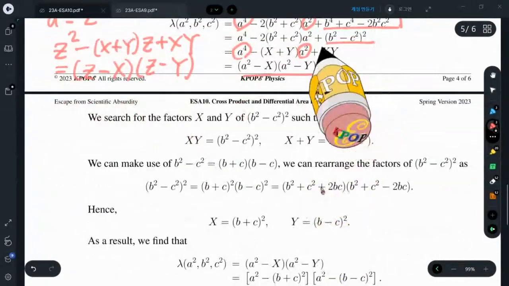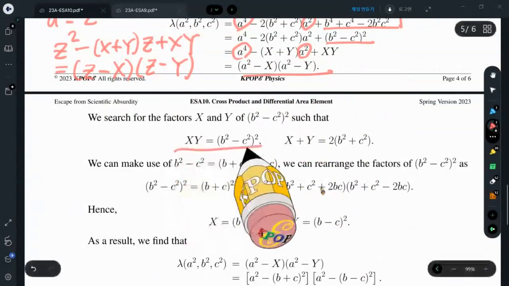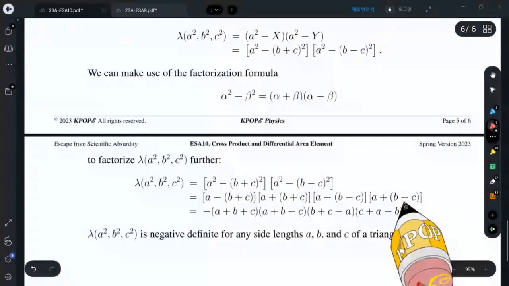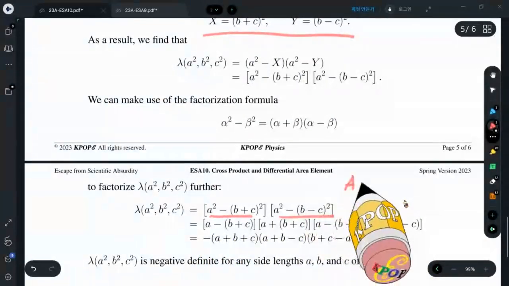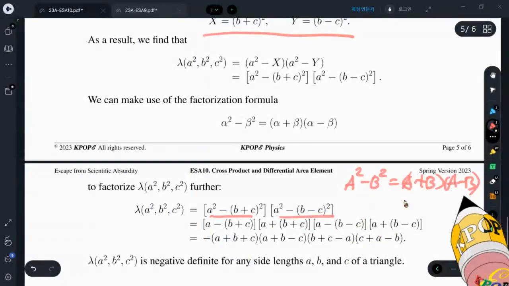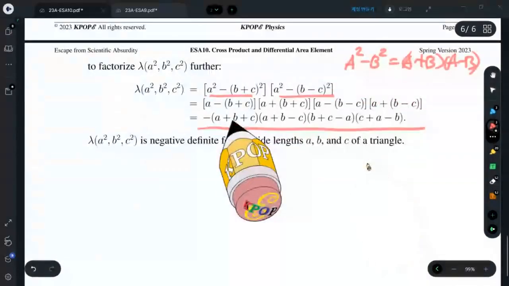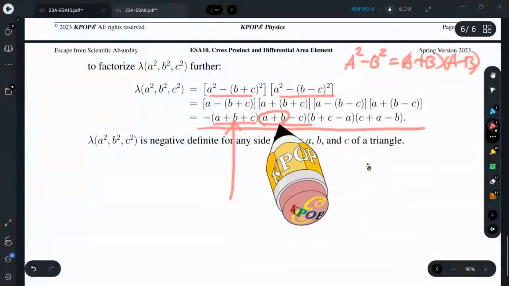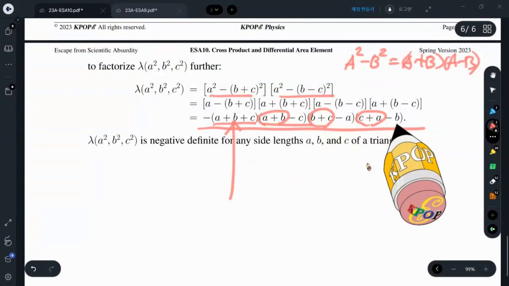What we have to do is to find these combinations x and y to satisfy the expansion formula. The answer is found in this manner. And finally, we keep on factorizing this and this, using a squared minus b squared equals a plus b times a minus b repeatedly. Finally, we end up with this factorized formula. It is quite impressive. This is the sum of the three sides, and these are the sum of two sides subtracted by the other, sum of two subtracted by the other, sum of two subtracted by the other.